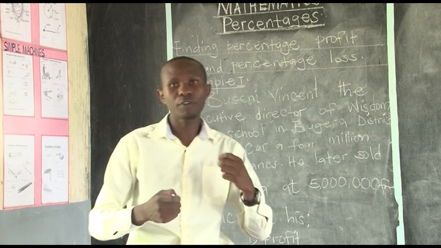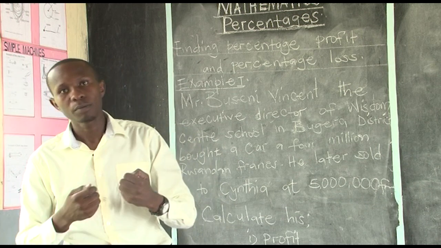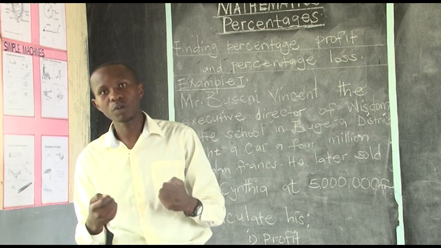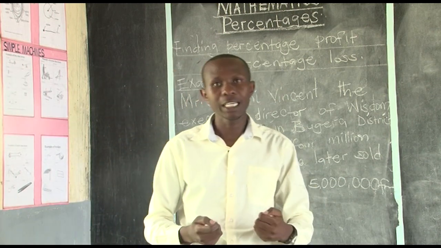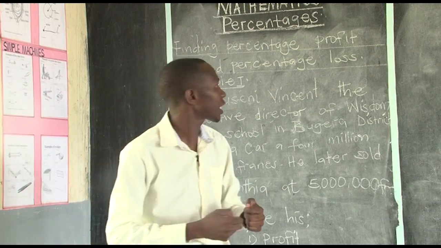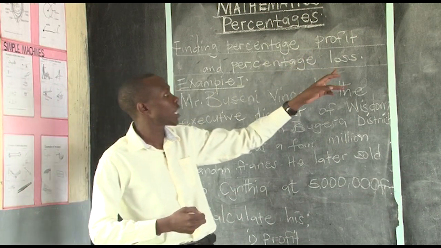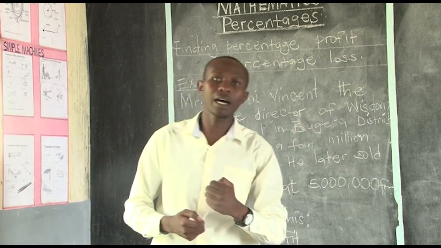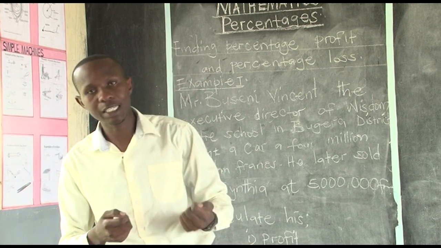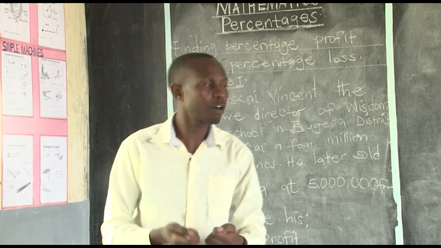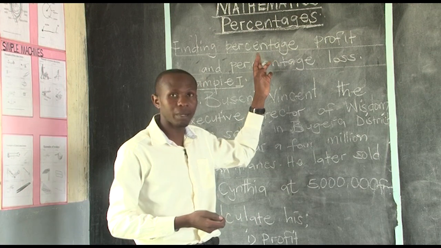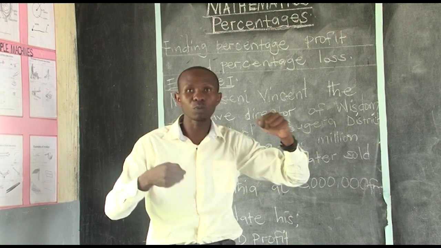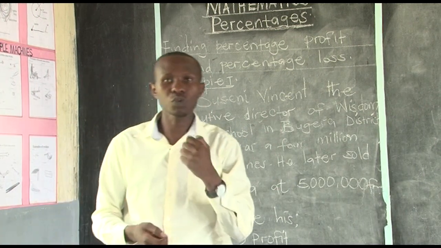First of all, before I begin working out percentage losses and percentage profits, I want us to look at this. What do we understand by the term percentage? What do we understand by the term profit? At the same time, what do we understand by the term loss? For those who have been watching us since last time, they have realized the meaning of percentage. That's why I'm not going back to explain percentage again. But at this moment, I want us to look at the word profit.